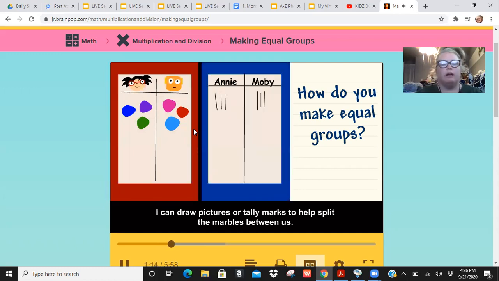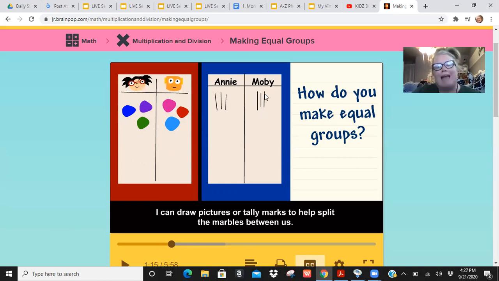Okay, so here she drew pictures. We've been talking about that in math, drawing pictures to help us understand. She drew a picture of herself with 3 marbles, and she drew a picture of Moby with 3 marbles to show that they are the same. This one matches this one, blue matches red, and green matches teal. They both have the same. Moby doesn't have any extra, and Annie doesn't have any extra.